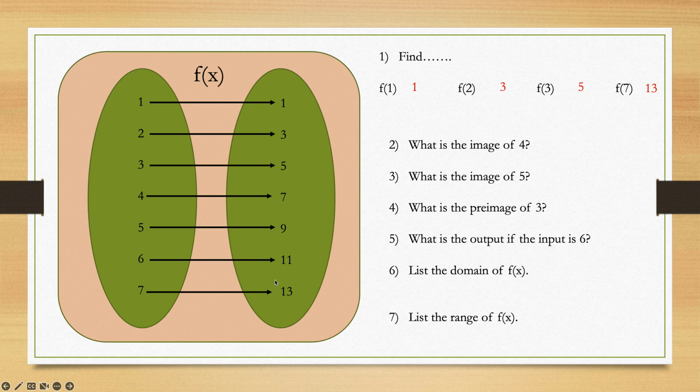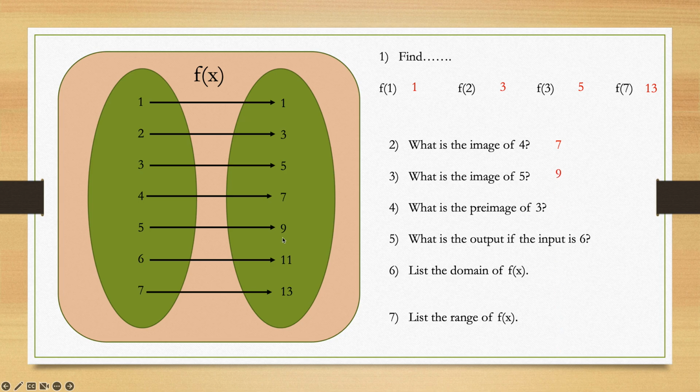Now, here are some questions to answer. And this is all to get you familiar with vocabulary. We're going to do a slide just like this in a minute, except I'm going to change the numbers. What is the image of 4? That means if the input is 4, what's the output? That is 7. What's the image of 5? If the input's 5, what's the output? According to the diagram, 9.